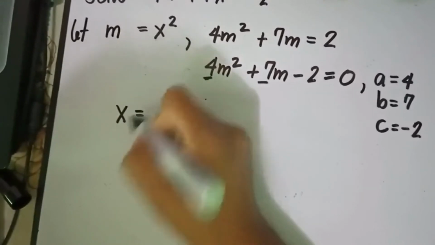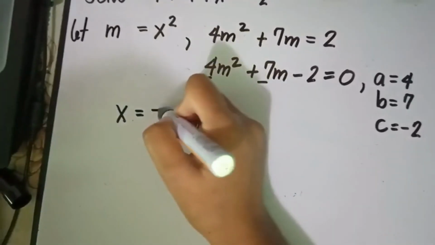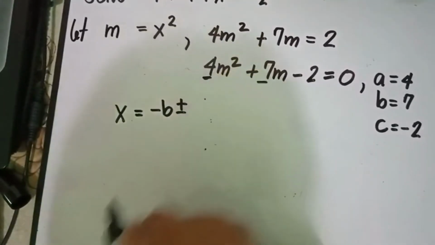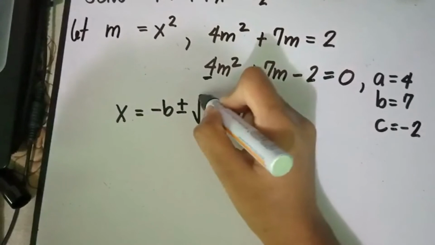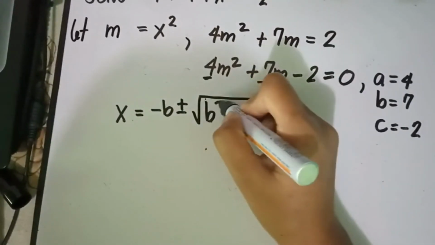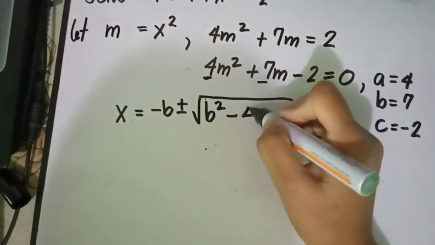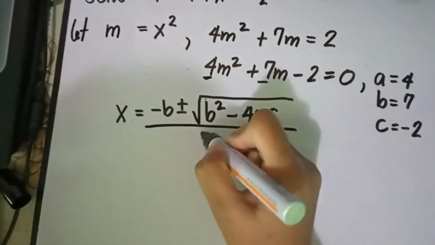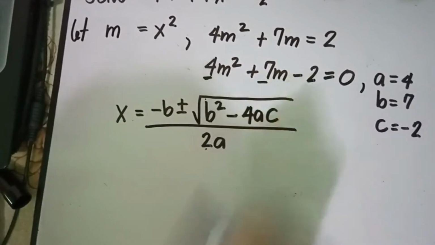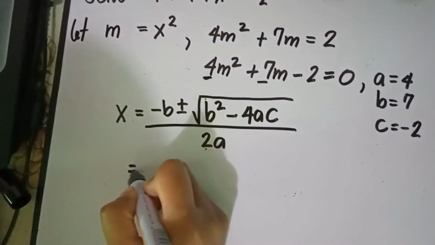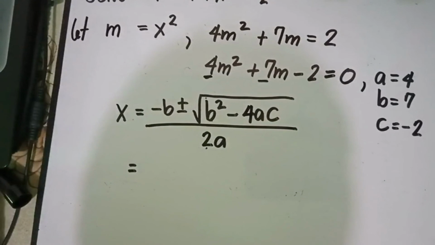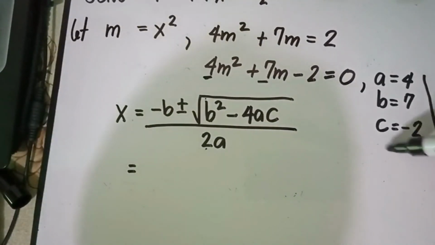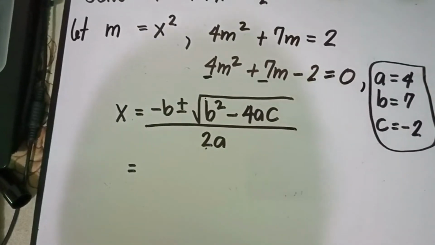So, ano yung quadratic formula natin? X is equal to negative B plus and minus the square root of B squared minus 4 times A times C all over 2A. So, next. Yes, we are going to replace the values of A, B, and C doon sa formula.